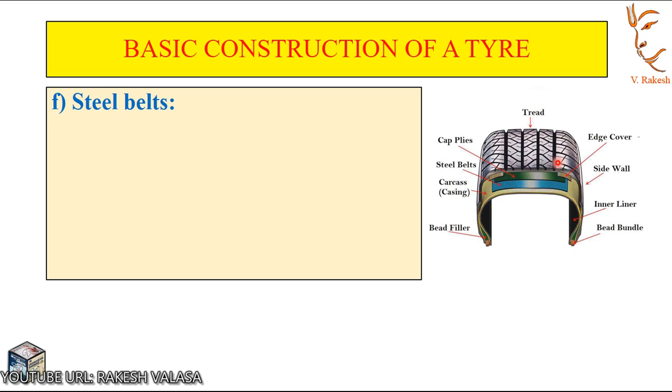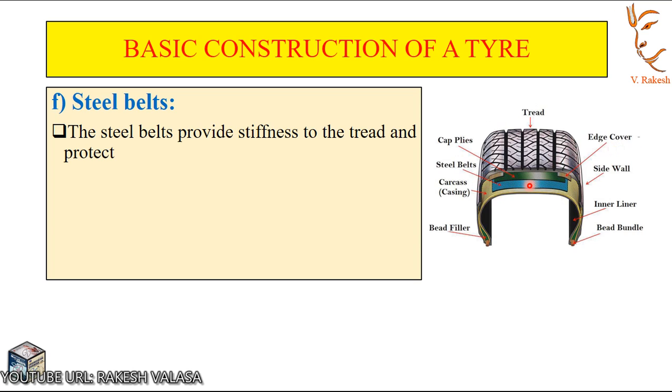Next part is steel belts. You can see here this blue color indicate the steel belts. The steel belts provide stiffness to the tread and protect the plicord, that is carcass.